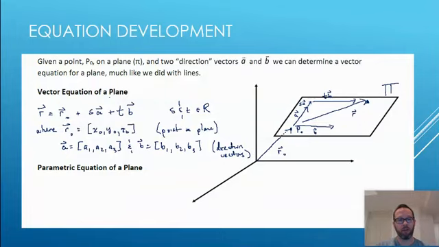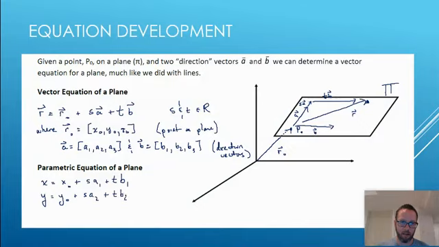So planes can have a vector equation, and planes can also have parametric equations, where we just break down the vector equation into components. So here, doing that, we would get x equals x naught plus s times a1 plus t times b1. And then do the same thing for y and z: y equals y naught plus s a2 plus t b2, and z equals z naught plus s a3 plus t b3. And those different values of s and t give you all the different points that are on the plane.